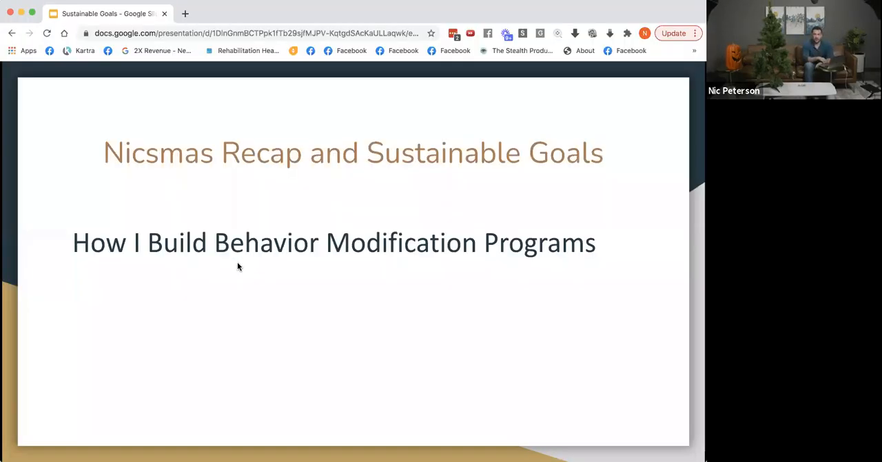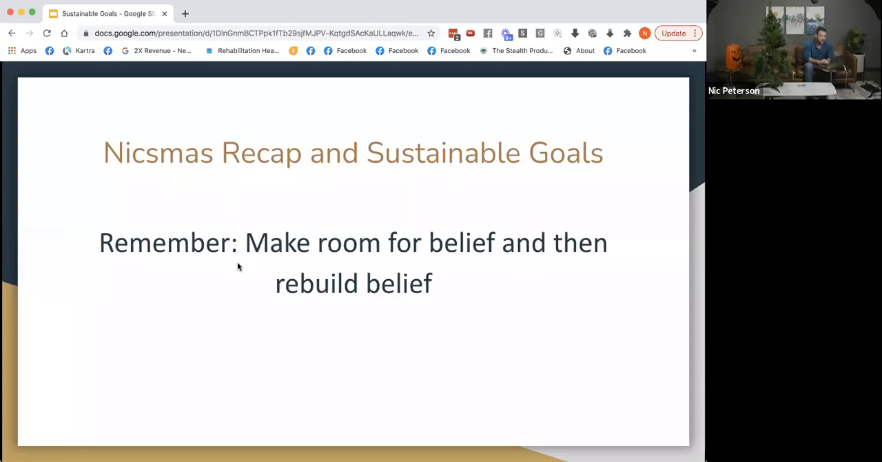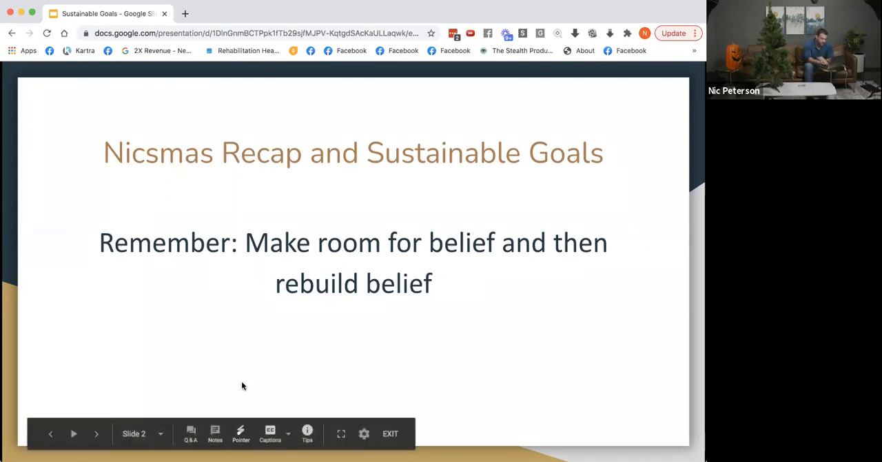Finish all my SOPs. All right, cool. Yeah. This is a behavior modification plan. I'm going to lean heavy on NixMiss. So if you didn't see NixMiss, you can go back there for some of the core concepts. Remember, we got to make room for a belief before we give somebody another one. It's a NixMiss concept, but we have to make room for something before we try to stuff something else in there. So I'm going to go through this systematically here.